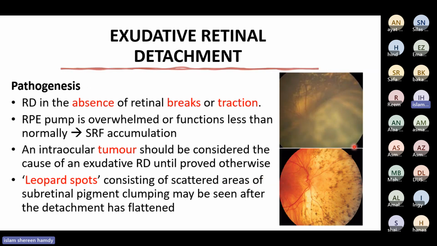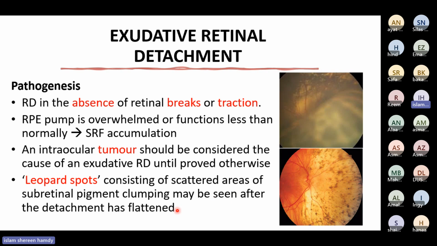Exudative retinal detachment: there is no break, there's no traction, but mostly there is a tumor. Exudative retinal detachment equals choroidal tumor or retinoblastoma until proved otherwise. It's characterized by what we call shifting fluid. So when the patient is sitting, the subretinal fluid will go to the inferior retina. When the patient is in the supine position, the fluid will shift to the posterior pole. Usually you find the tumor, and when it's treated, we have what we call the leopard spot. So it looks like a leopard here, and it is due to subretinal pigment clumps that develop after the detachment is flattened.